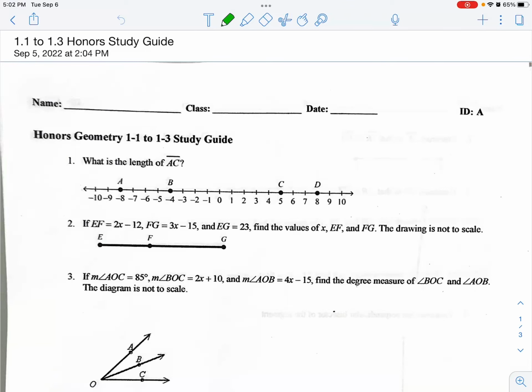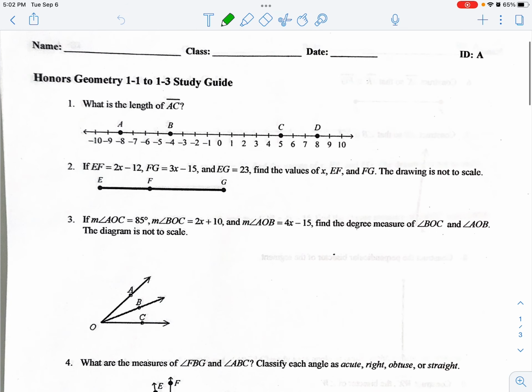This is the study guide for the Honors Geometry 1-1 to 1-3 test. Number 1, we're looking at the length of AC, and here we can see A is -8 and C is 5. That is the ruler postulate, -8 minus 5. The absolute value of -8 minus 5 is the absolute value of -13, where the distance is just 13.